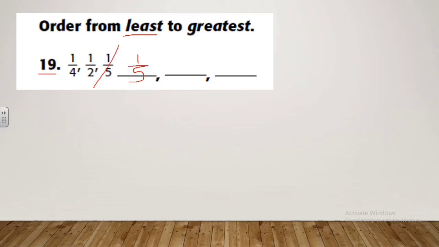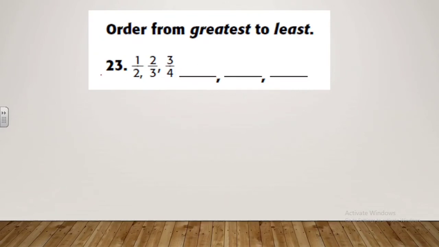What you take, cancel. Then we have 1 over 4 and 1 over 2. Which fraction of those is the smallest? Yeah, that will be 1 over 4. Great. And the last one will be 1 over 2. Great job. Okay, let's see question number 23.